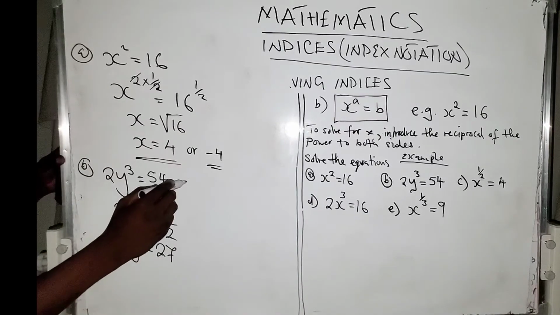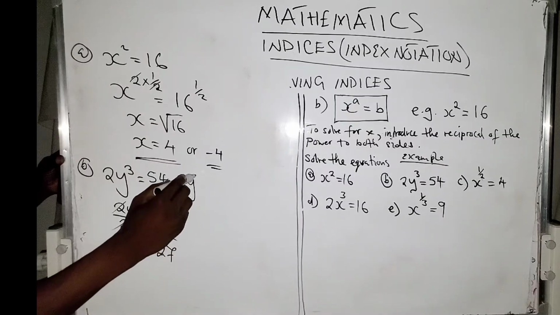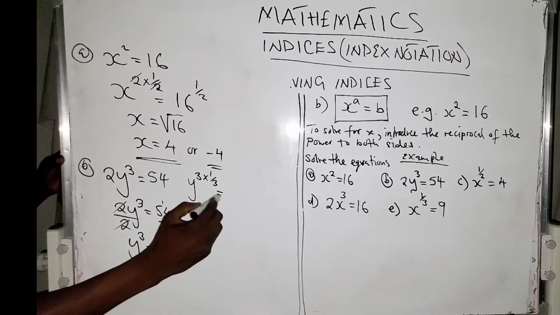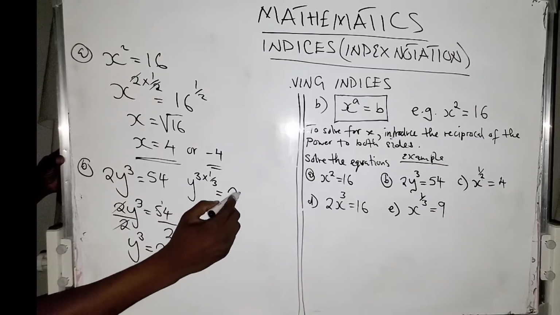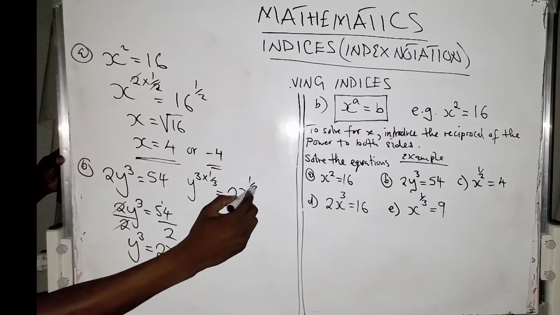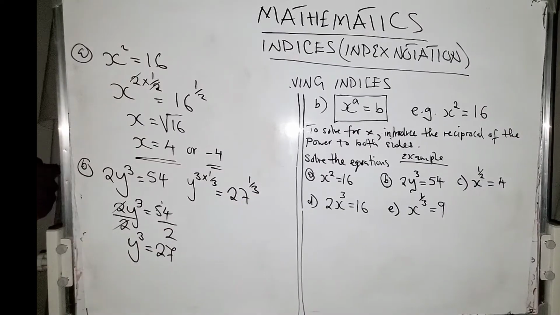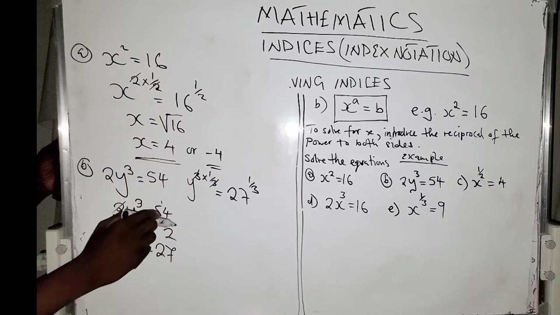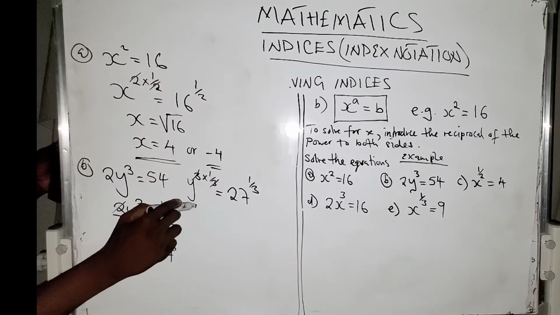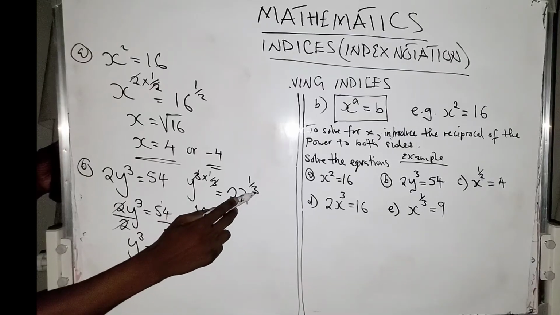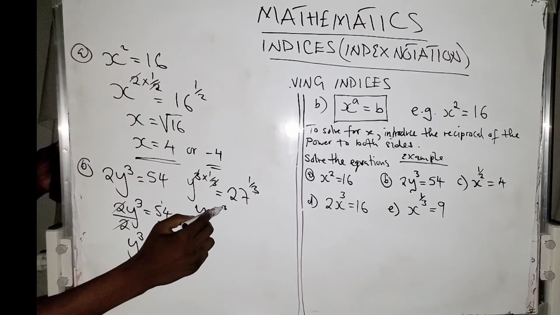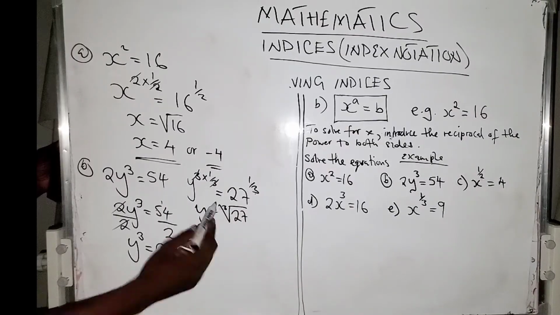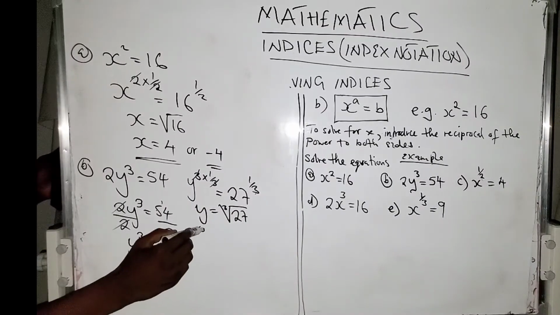So we have y to the power 3. The reciprocal of 3 is 1 over 3, so y to the power 3 times 1 over 3 is equal to 27 to the power 1 over 3. Here we cancel the 3 and these 3. Are we together? Then y is equal to, the denominator of the fraction becomes the root, so it will be the cube root of 27, to the power 1, and the 1 is invisible.